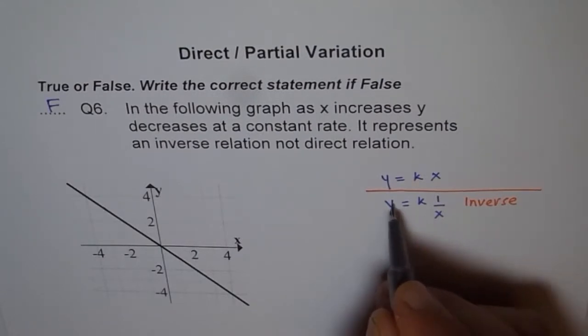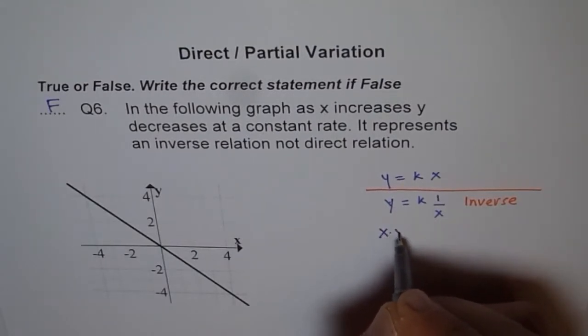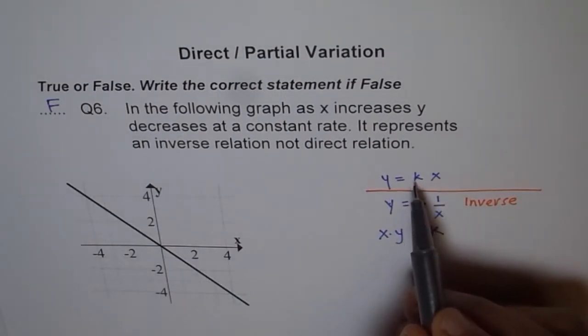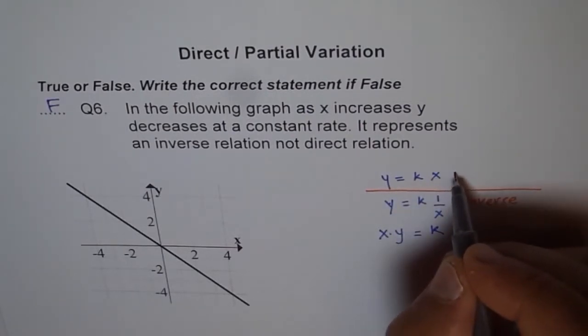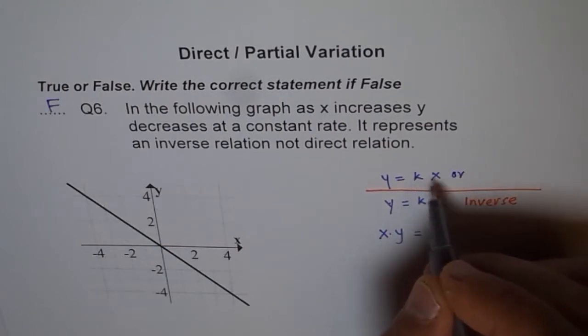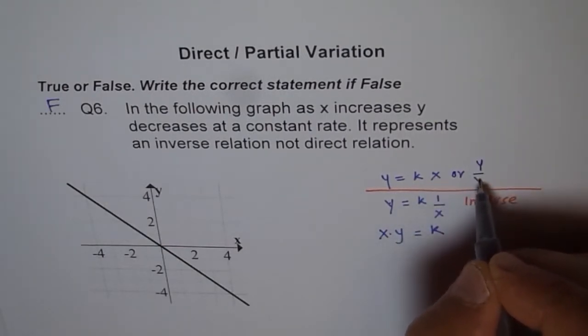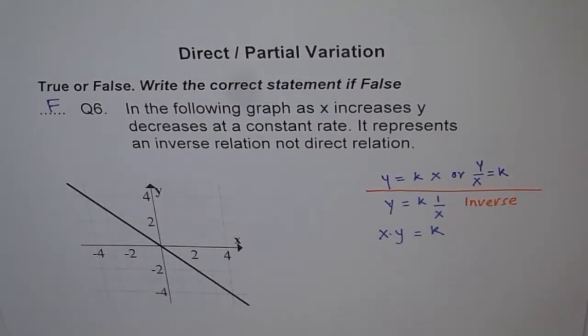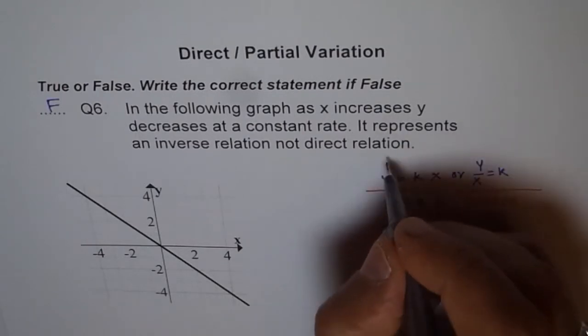Or you can cross multiply and say x times y equals a constant. So those relations where x times y is a constant will be called inverse relation. Correct? But these relations where y equals k times x, or we could write this as y over x equals a constant, that is a direct relation. Okay? So these ones are direct relation.